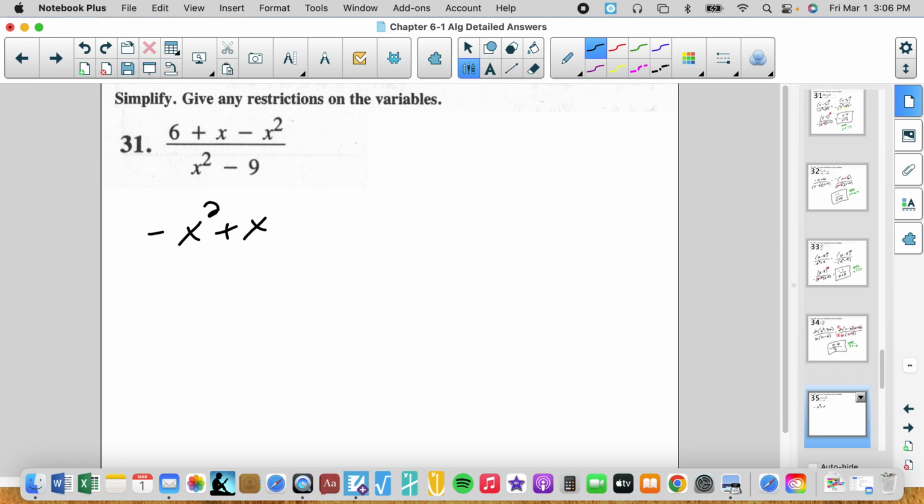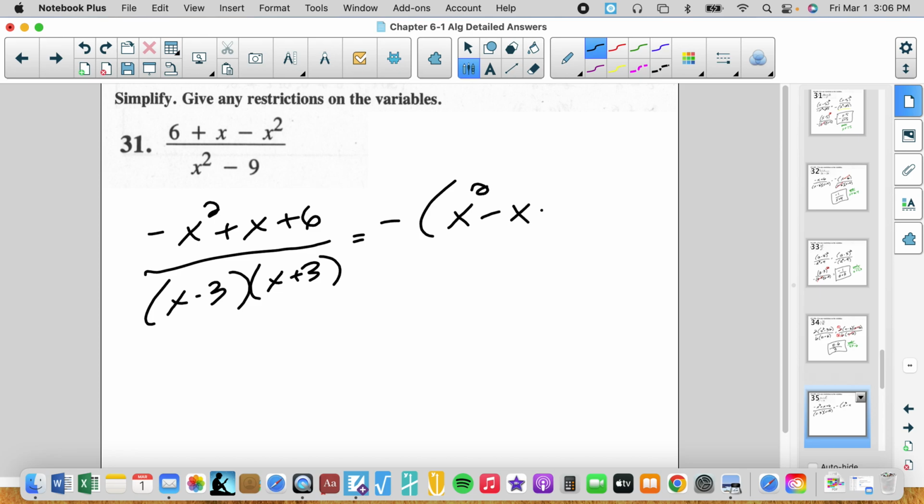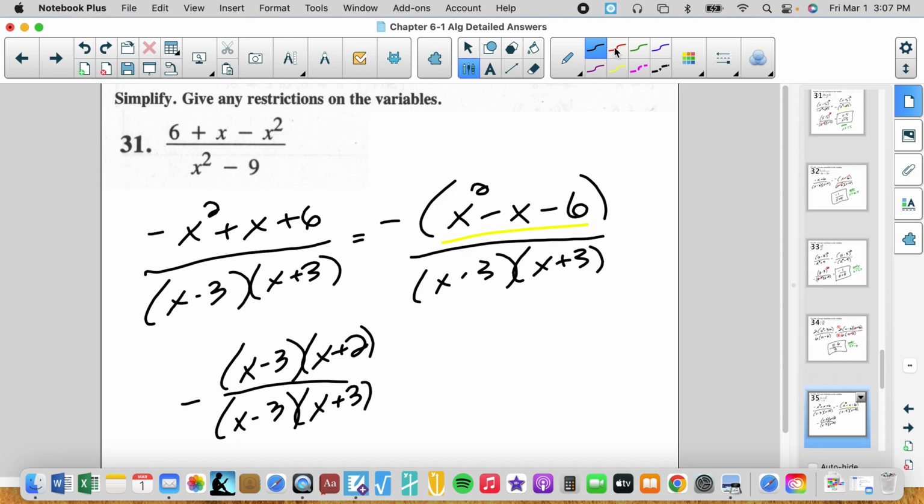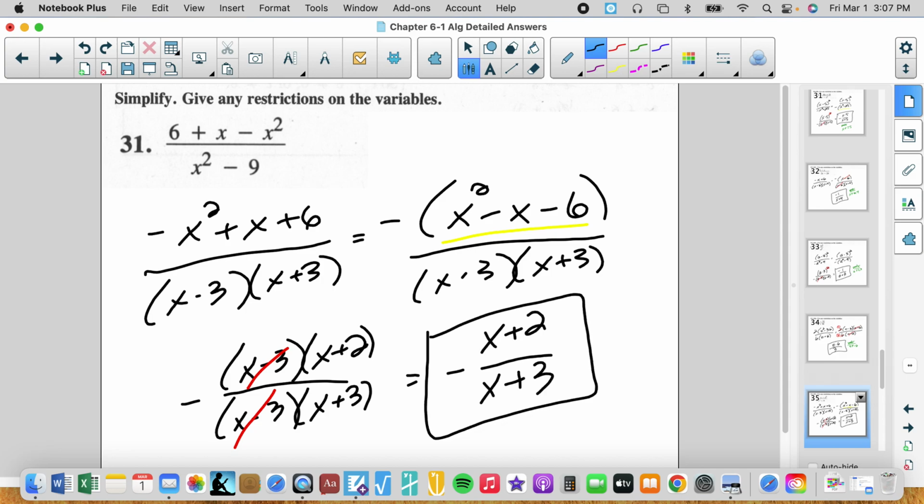Negative x squared plus x plus 6 over, that's the difference of squares, which makes conjugates. We're going to factor out the negative. You get x squared minus x minus 6 all over x minus 3, x plus 3. We're going to factor this mentally. That is the opposite of, we're going to do x minus 3, x plus 2, x minus 3, x plus 3. My x minus 3's cancel, and I'm left with negative x plus 2 over x plus 3, with restrictions of x cannot equal plus or minus 3.